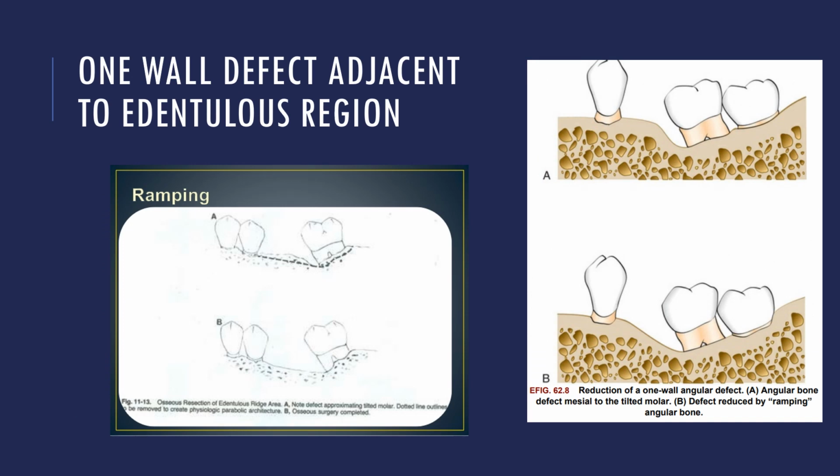In the case of a one-wall defect adjacent to an edentulous region, you can see there is an angular bone defect mesial to the tilted molar. You can see some amount of tilting of the tooth. With the replacement of missing teeth, it can lead to mesial shifting of the posterior molar. So this will create some amount of defect. This can be handled by a procedure called ramping.